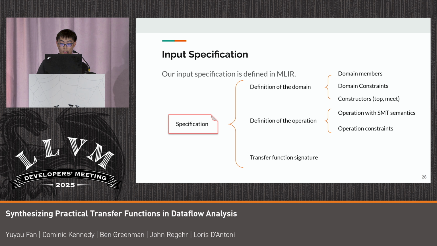And it also includes the definition of the operation. We assume the operation must be equipped with SMT semantics. In the previous example, we can lower XOR or addition to SMT solvers. And the operation itself might contain some constraints, such as in our previous example, the shifting operation. The shifting amount must be less than the bit width. And lastly, the transfer function signatures, like taking known bits from the left-hand side, right-hand side, or other parameters.